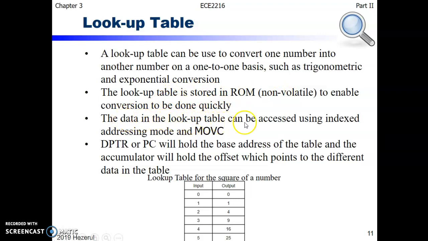The data in the lookup table can be accessed by using index addressing mode and MOVC. DPTR or PC, the program counter, will hold the base address of the table, and the accumulator will hold the offsets which point to the different data in the table.